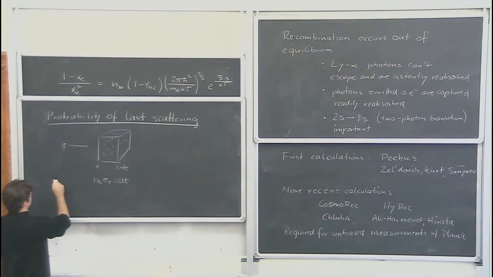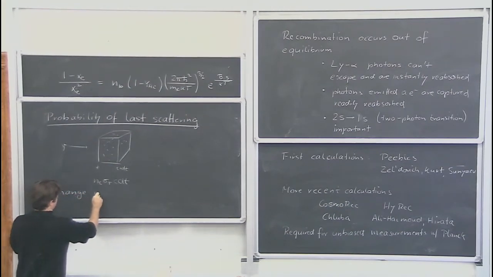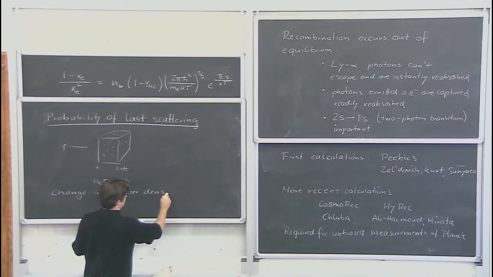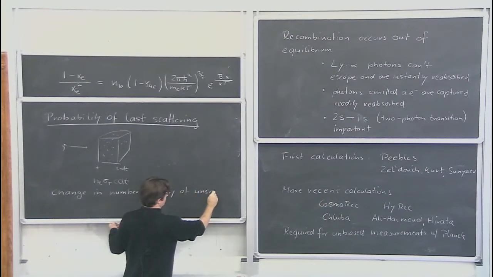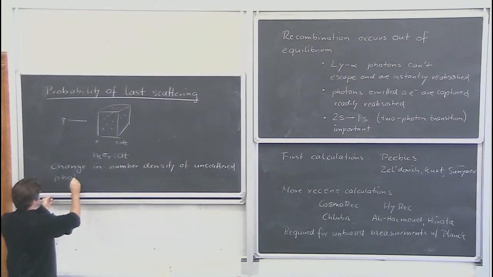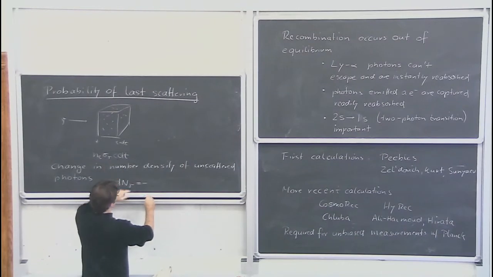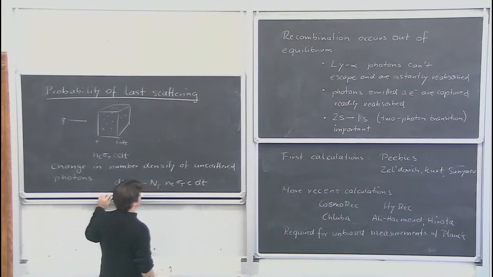And this is just the probability to scatter between t and t plus dt. Then the change in the number density of, let's call them, unscattered photons in this interval is just dn_γ equals minus that thing, times the number of photons we had around, times c times dt.